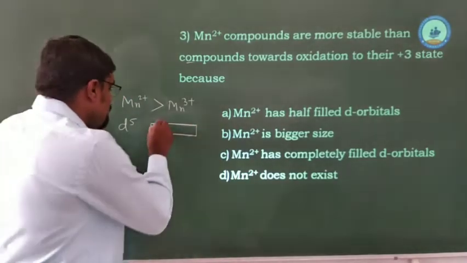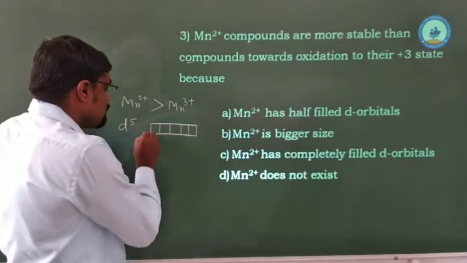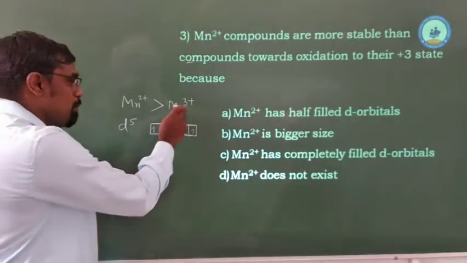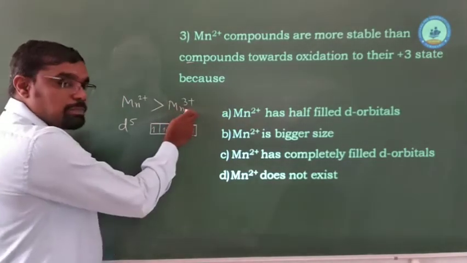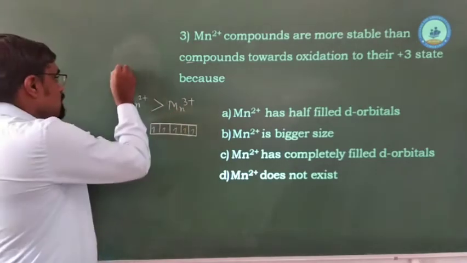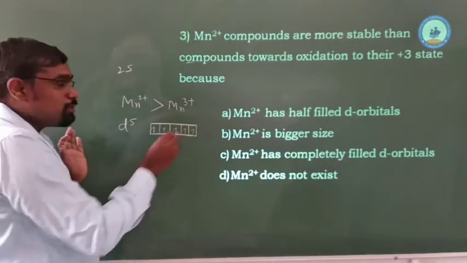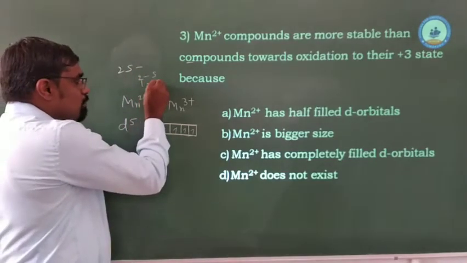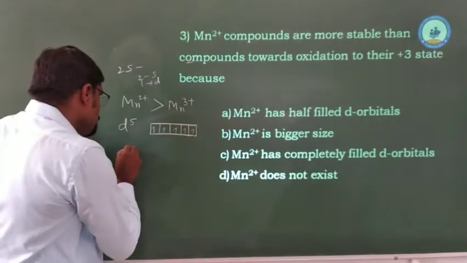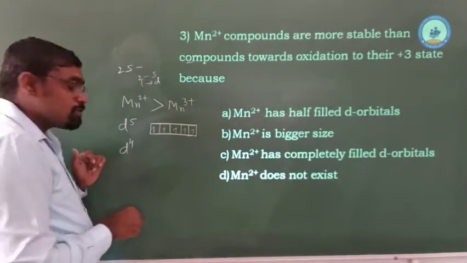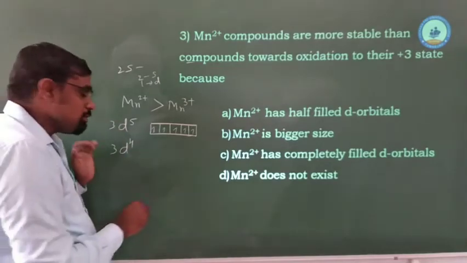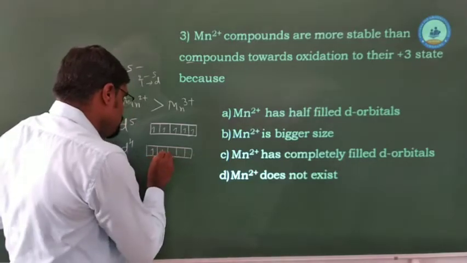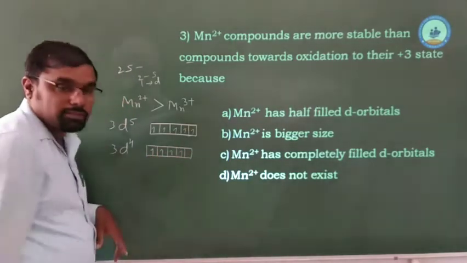If you fill the orbital diagram, 1, 2, 3, 4, 5, that is d5. In Mn3+, how many electrons are there? The atomic number is 25. We remove 3 electrons: 2 electrons from s and 1 electron from d. So the remaining is 3d4, only 1, 2, 3, 4.